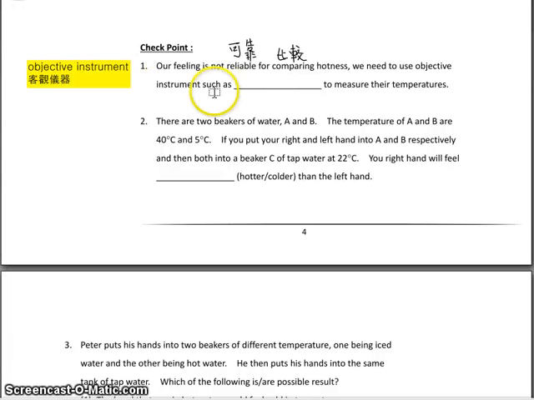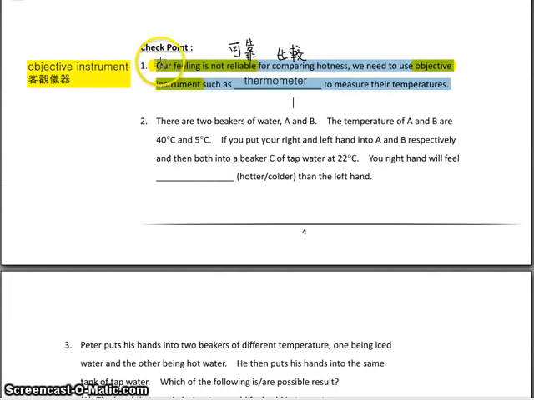So you can see from above that our feeling is not reliable. We should use some kind of objective measurement in order to compare hotness. So what is it? The instrument that we should use is called thermometer. So just because our feeling is not reliable to compare hotness, we should use an objective instrument such as thermometer to measure the temperatures to compare their hotness. And now the second question.